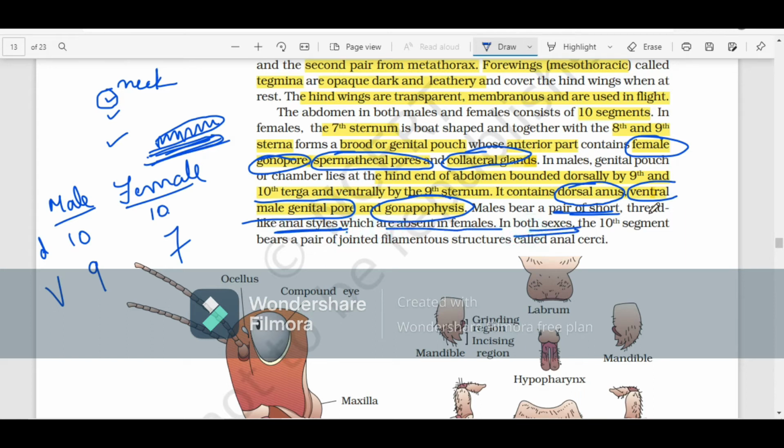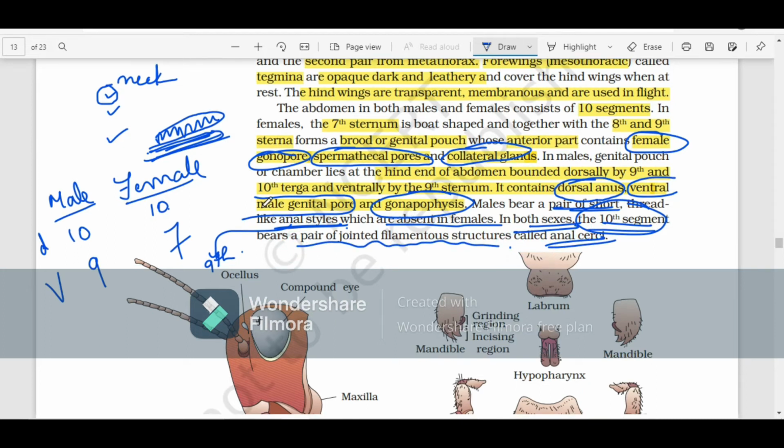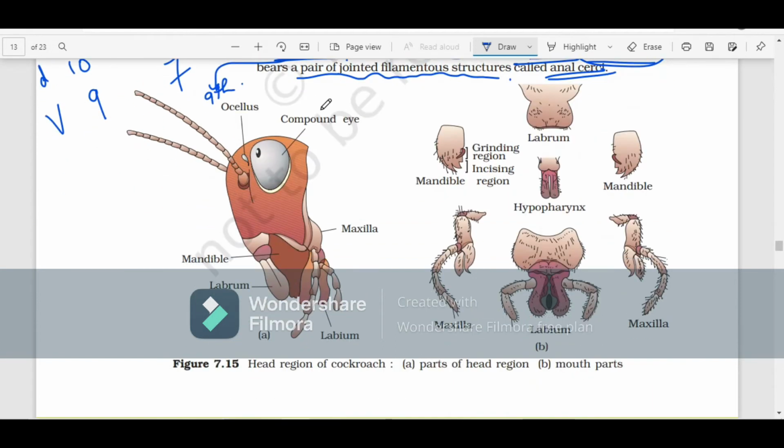In both the sexes, the 10th segment bears anal cerci. The anal style is found in the ninth segment, by the way, while the anal cerci are found in the 10th segment, and they are a pair of jointed filamentous structures. So those were all memory points.